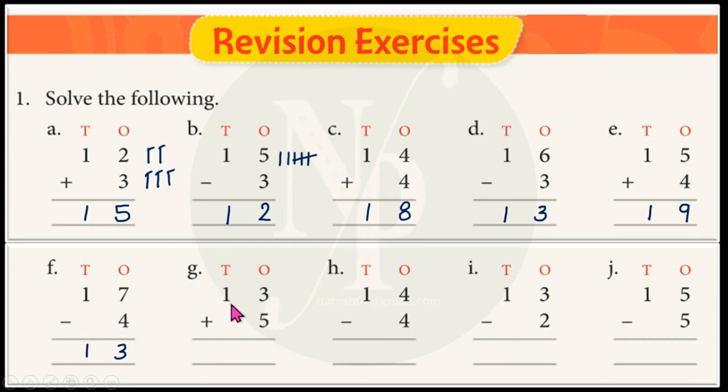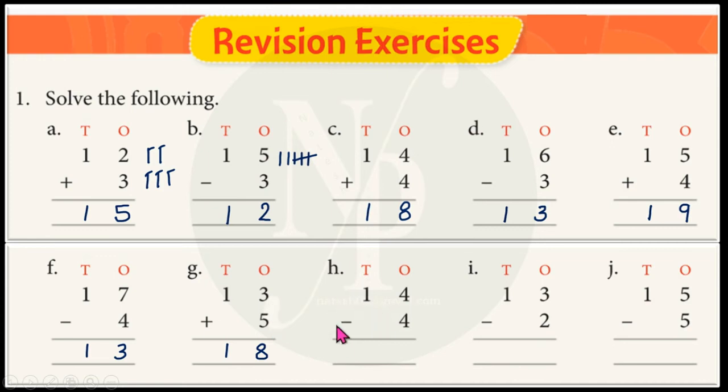G. 13 plus 5. So we add 3 and 5. So 3 plus 5 is 8. And 1 plus 0 is 1. Therefore 18 is the sum of 13 and 5. H.